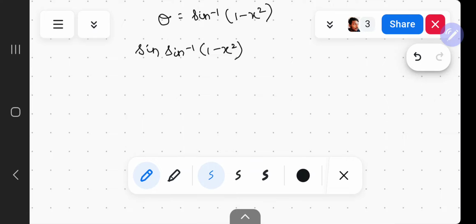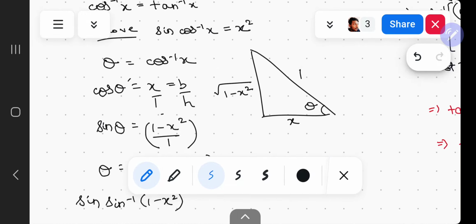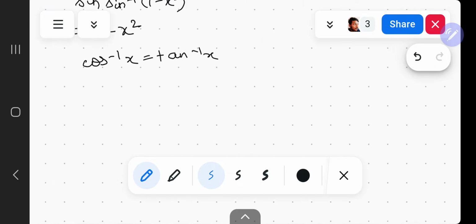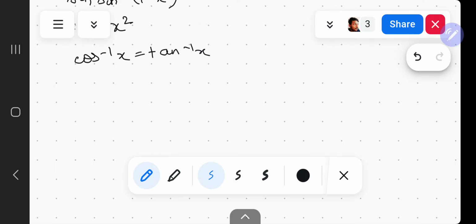Okay. Now, we'll have the answer as 1 minus x square. So this is the answer we are getting. But it's not matching the right hand side of the equation. So we'll use the condition. The condition is cos inverse x is equal to tan inverse x in the question. It's given like this.